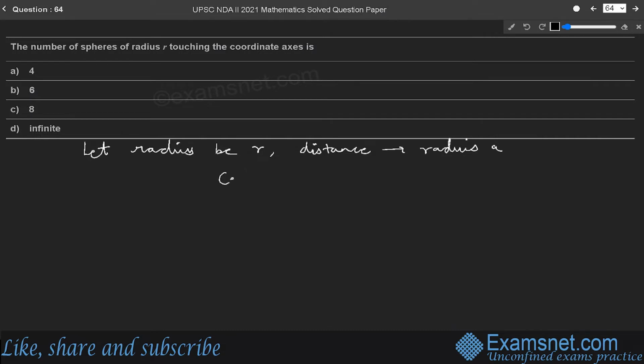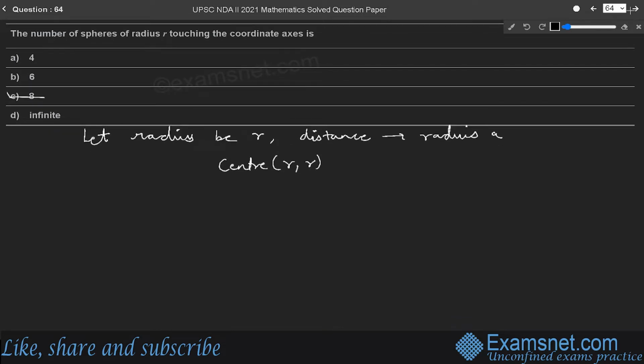Hence the center is (r, r, r). Also, there are 8 octants in 3-dimensional space. So for a given radius there will also be 8 possible spheres touching all the 3 coordinate planes. So the number of spheres touching the coordinate axes will be 8. So the correct option here is option C, which is 8.